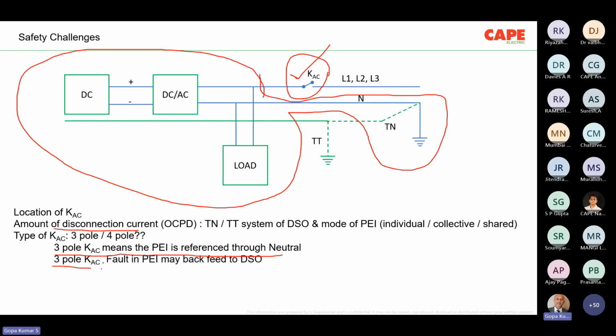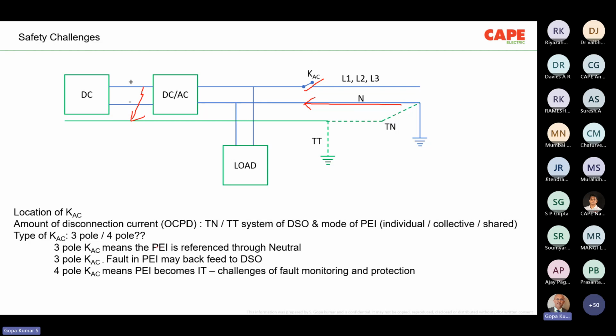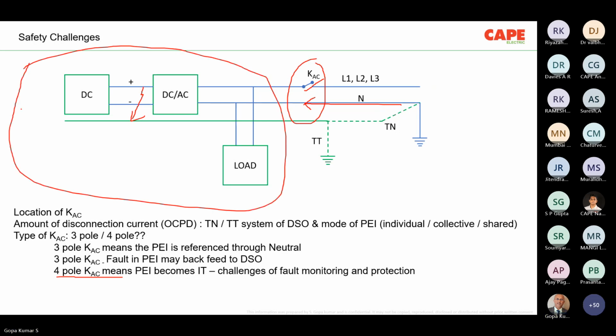Now, in case of 3-pole AC, imagine there is no power supply. So this switch is off. The system is running in islanding mode. Now there is a fault. Say, for example, positive to this one, there is a fault. There is a chance that this part of the electrical installation may be live. It can get live during a fault. So this is one of the problems. If you use a 4-pole switch instead, that means the neutral also you are disconnecting. In that condition, the entire prosumer installation will become like an IT network, meaning an unearthed system.